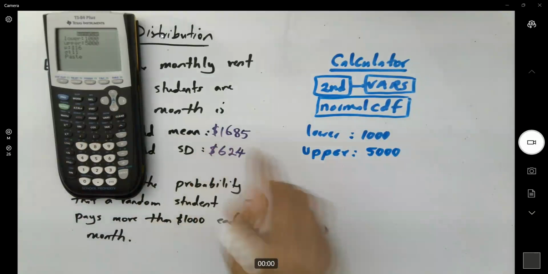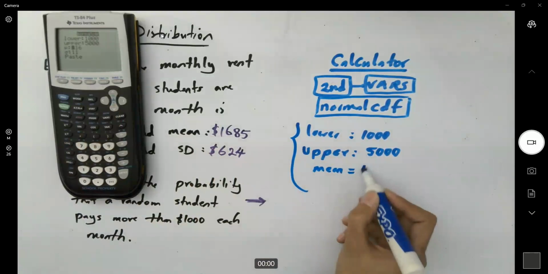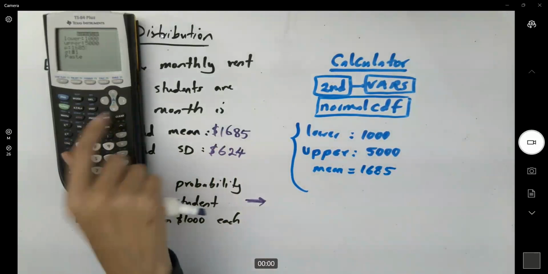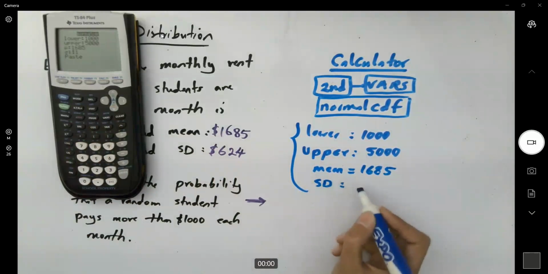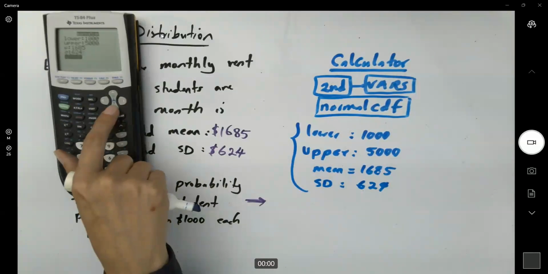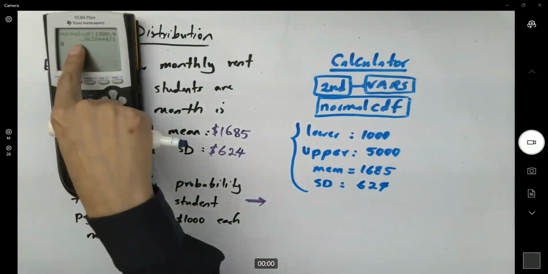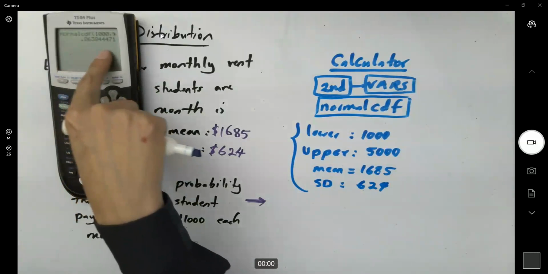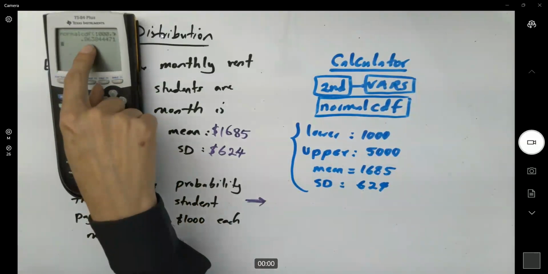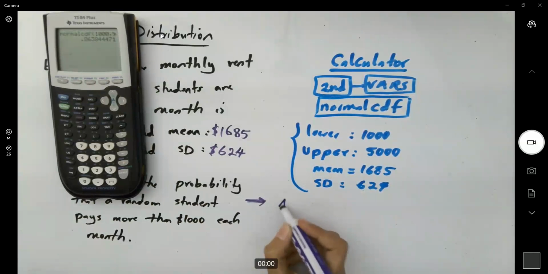Mean. What is the mean? We calculated the mean, which is 1685. Okay, 1685. And what about the standard deviation? The standard deviation is 624. 624 and paste. Enter one more time, and you see this decimal number here. The probability is 86.38%.